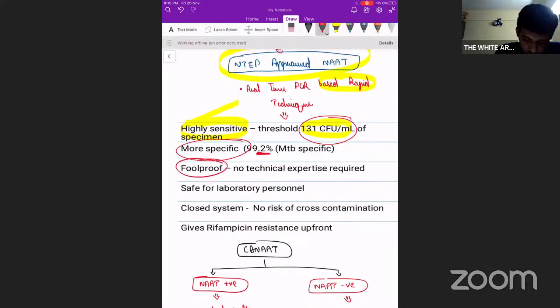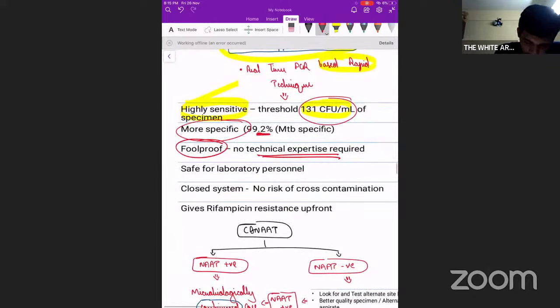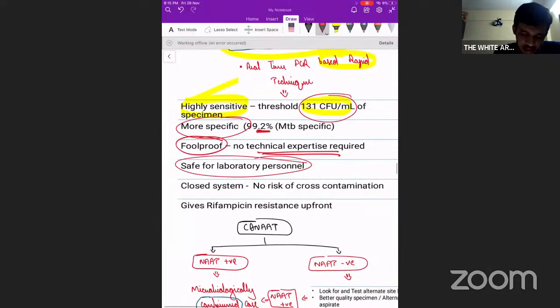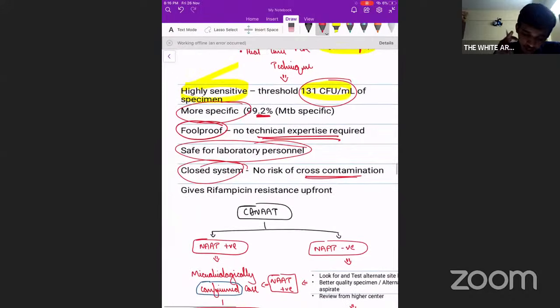It is foolproof. No technical expertise is required, because once we put it into the machine, in 2 to 4 hours, it will give us the result. Correct. As there is no exposure to the infectious agent, it is safe for the lab personnel as well. It is a closed system, so no risk of cross-contamination as compared to cultures. And most important of all is, as the present NTP is recommending universal drug sensitivity testing for all, it gives us information about rifampicin resistance as well.